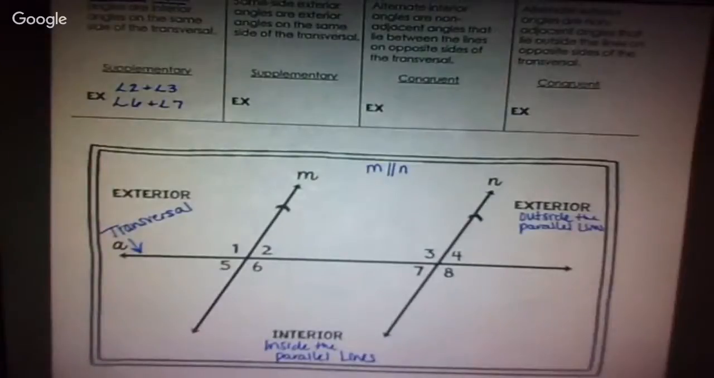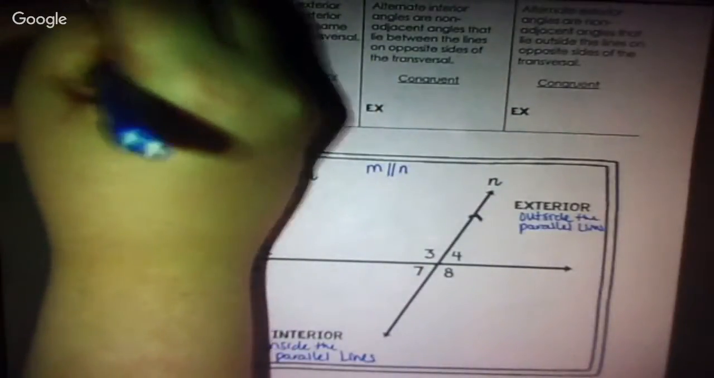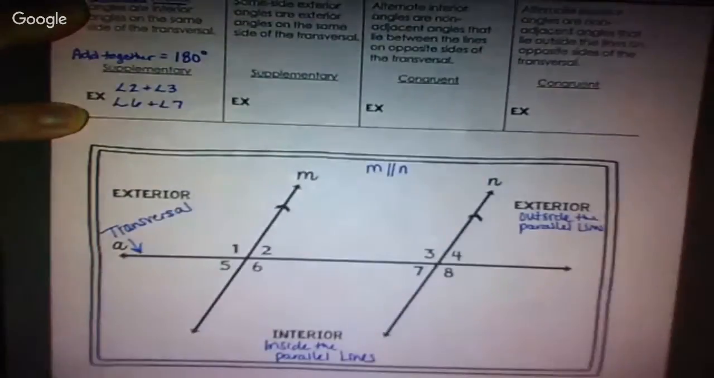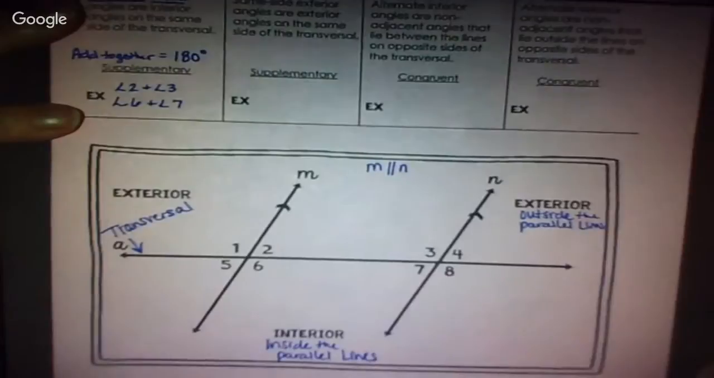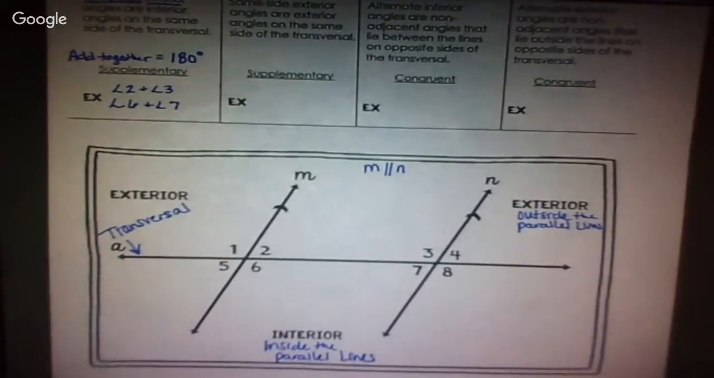It also says that these are supplementary. What does that mean? If you add them together, they equal 180 degrees. Okay, so we talked same side interior.